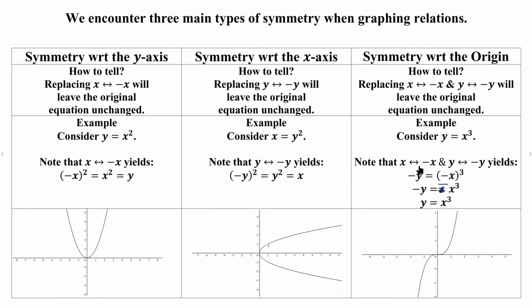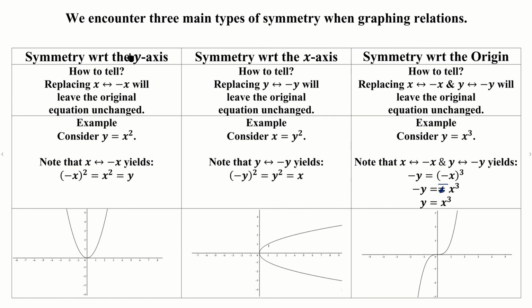So making both of those changes will leave the original equation unchanged. That's how we know this equation would have a graph that is symmetric with respect to the origin. All right, so those are the three types of symmetry.